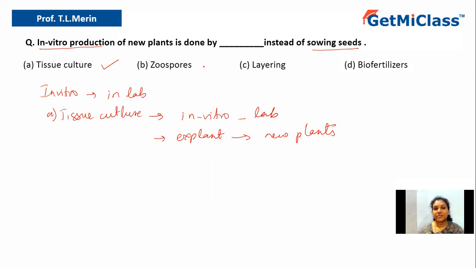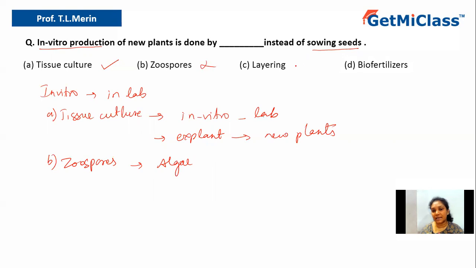Now, option B says zoospores. The production of zoospores happens naturally, in the case of certain algae. Zoospores are naturally produced by certain algae, so these are not actually cultured in in vitro condition. Zoospores themselves are naturally formed. Hence option B is ruled out.